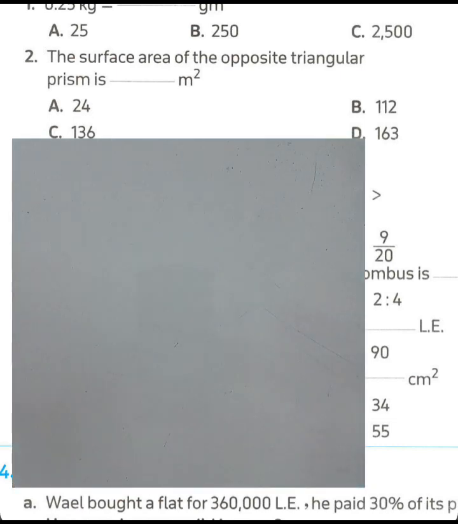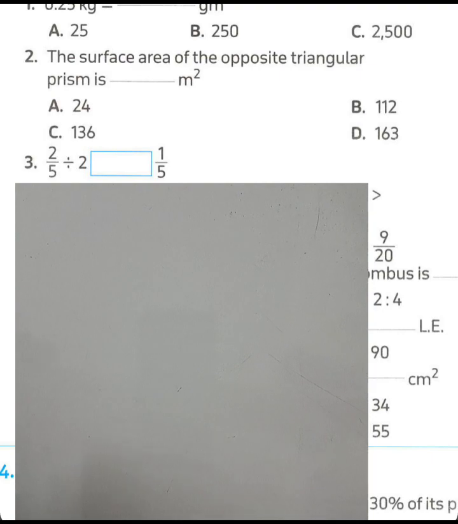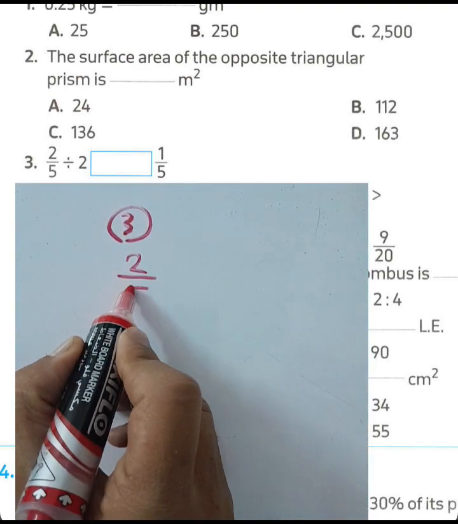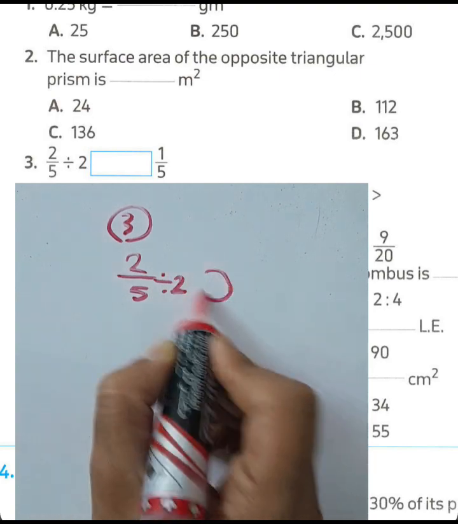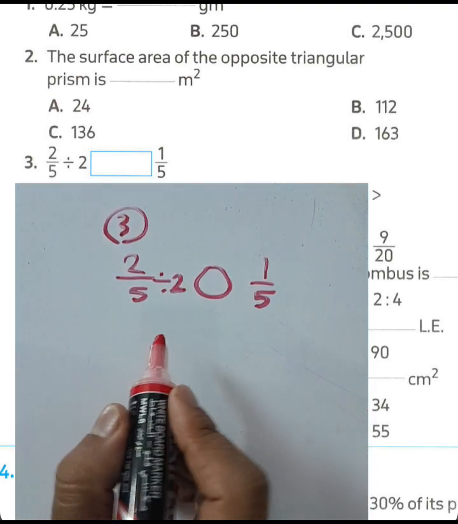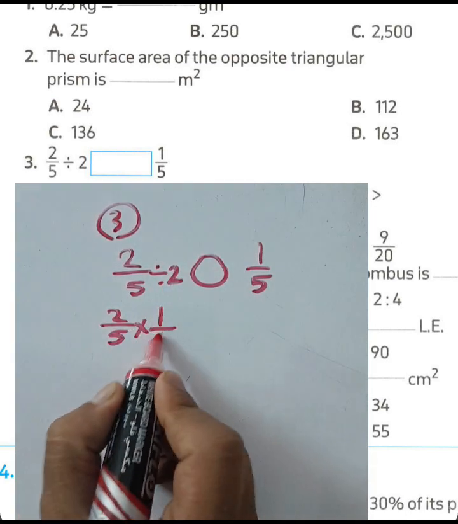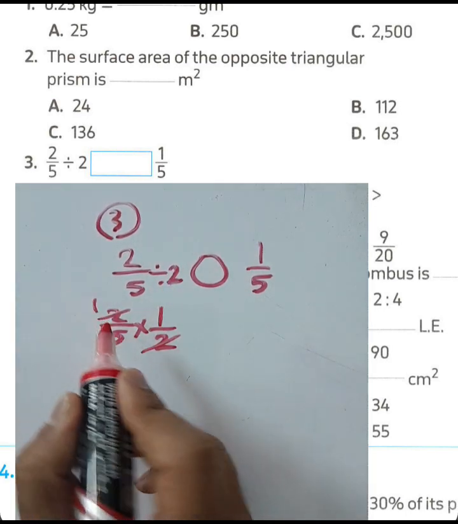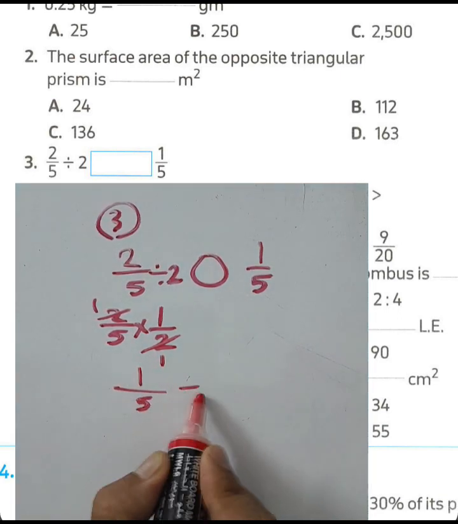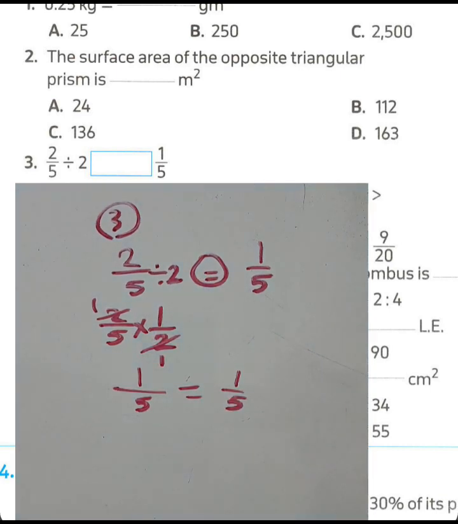Do you know? To find the area, you must solve a lot of questions about this example. Okay, question number 3, 2 over 5 divided by 2 or 1 over 5. We can solve this example like this: 2 over 5 multiplied by the reciprocal of 2, which is 1 over 2. Cancel 2 divided by 2, 1. 2 divided by 2, 1. 1 times 1 equals 1. 1 times 5 equals 5. Then it will be equivalent.